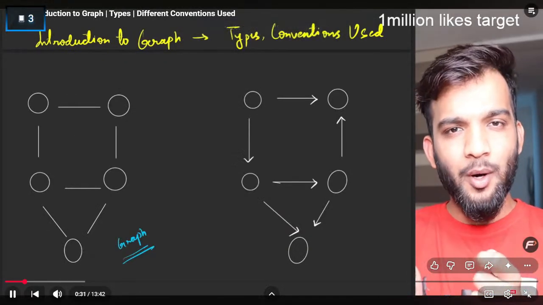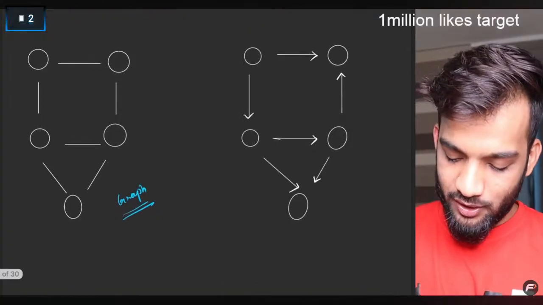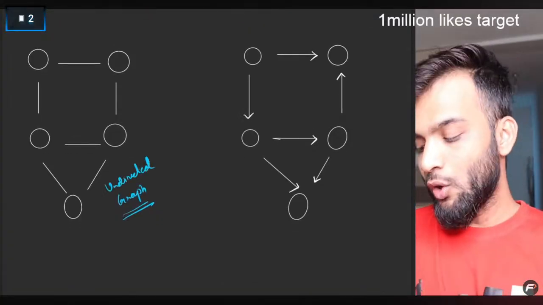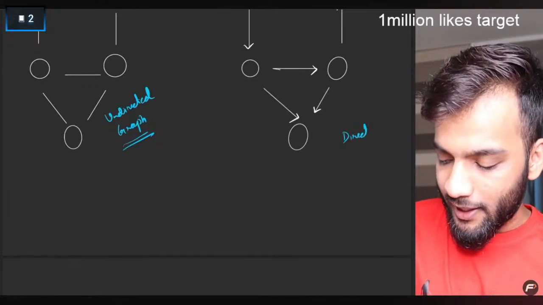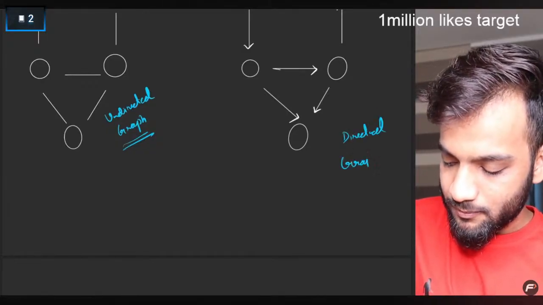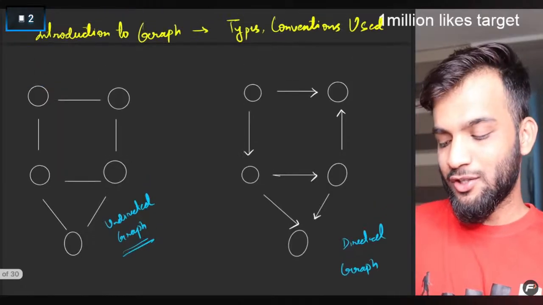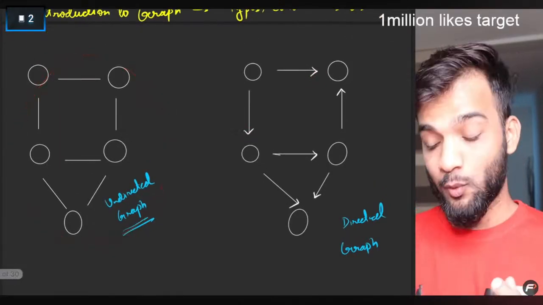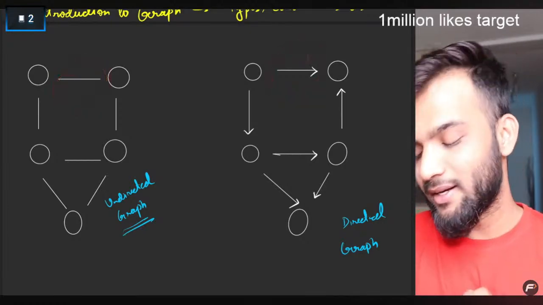This structure is generally known as a graph. Now let's talk about the types of graph. This structure is known as an undirected graph. Why? I will tell you. Whereas this structure is known as a directed graph. You would have guessed why, because you see arrows over here, that is why directed. You don't see arrows over here, that's why undirected. But what are these things? We need to know that as well, right?